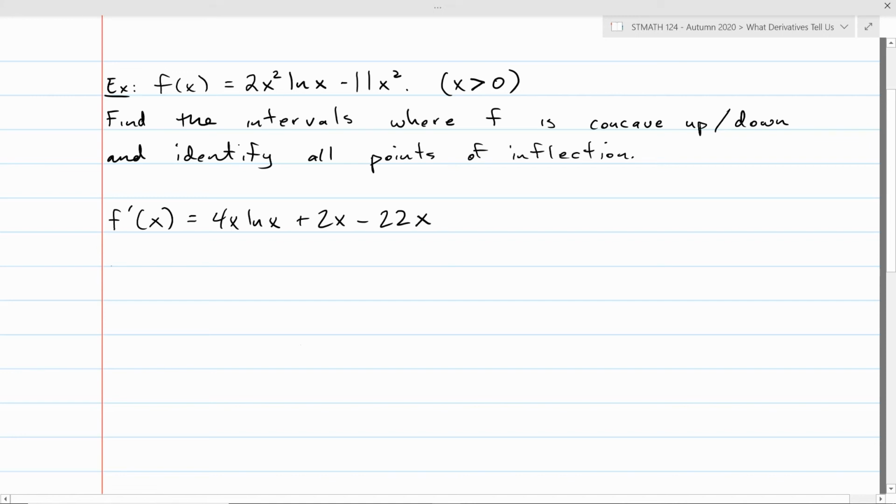And let's go ahead and compute the second derivative. Okay, so we'd get 4 natural log x, and then plus 4, because you'll have 4x times 1 over x, which is just 4.